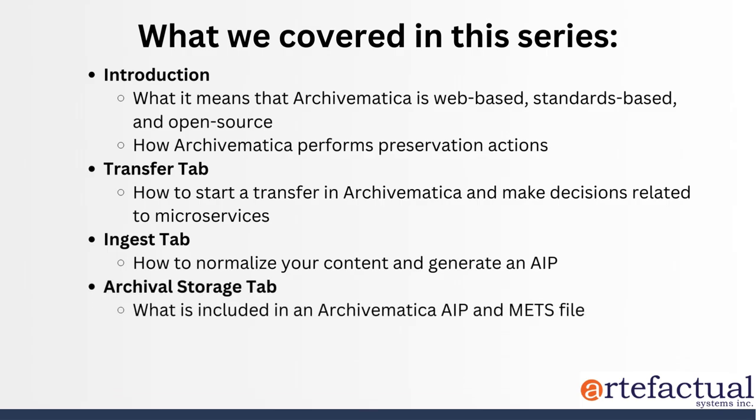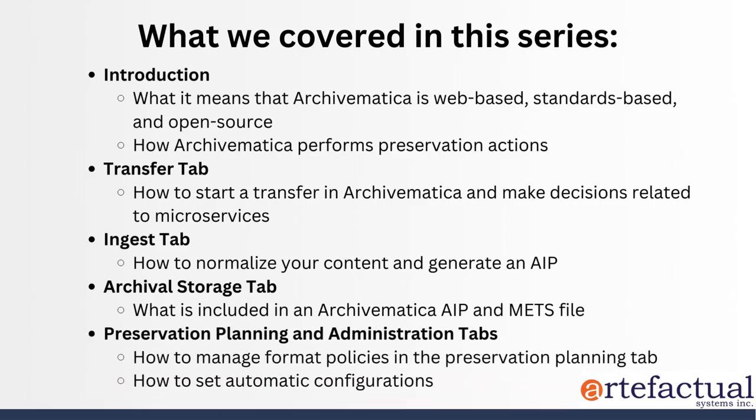In the archival storage tab video, we talked about what an Archivematica AIP looks like, what's in there, and same thing for a METS file. What does it look like and what information is contained in there? And then in the final video, which is this one that you're watching right now, we talked about the preservation planning and administration tabs, including how to manage format policies in the preservation planning tab and how to set automatic configurations and carry out other administrative actions in the administration tab.